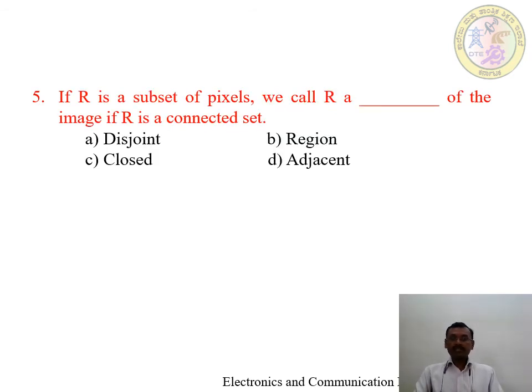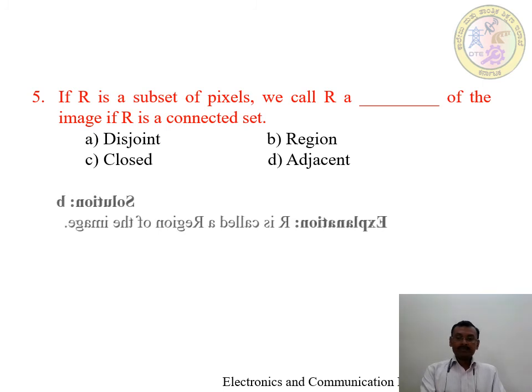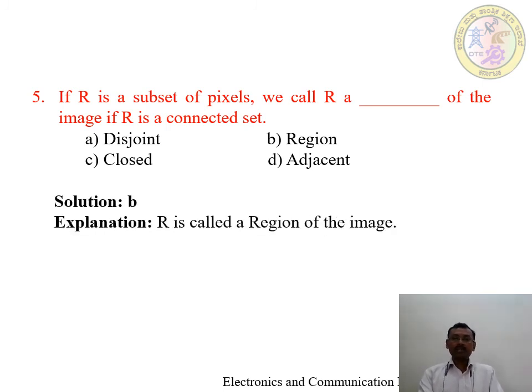Next question. If R is a subset of pixels, we call R a dash of the image if R is a connected set. Option A, disjoint. Option B, region. Option C, closed. Option D, adjacent. The answer is option B. It is the region of the image.